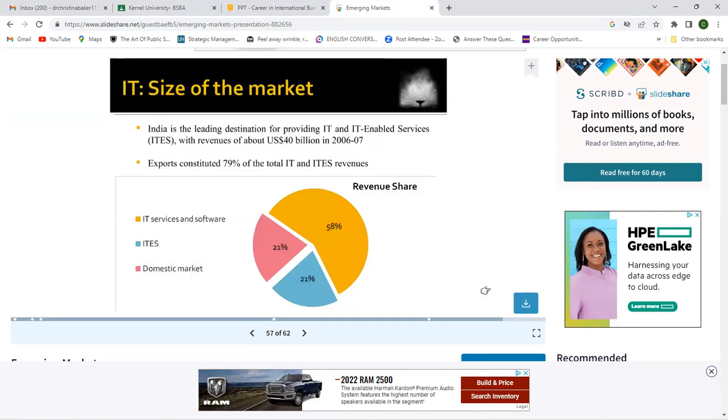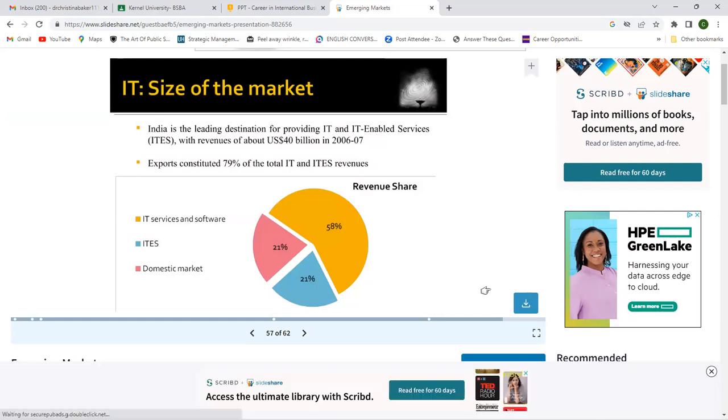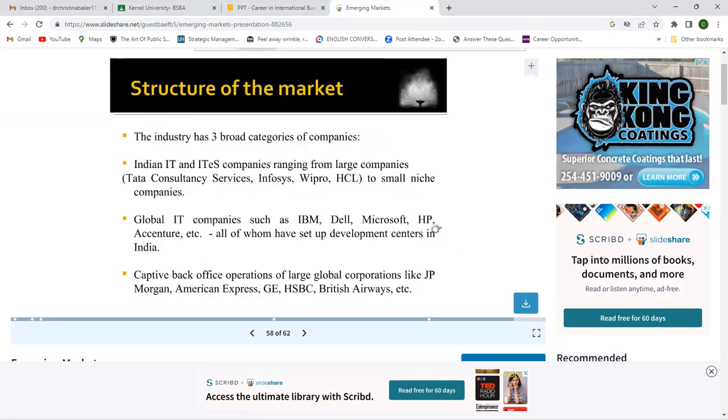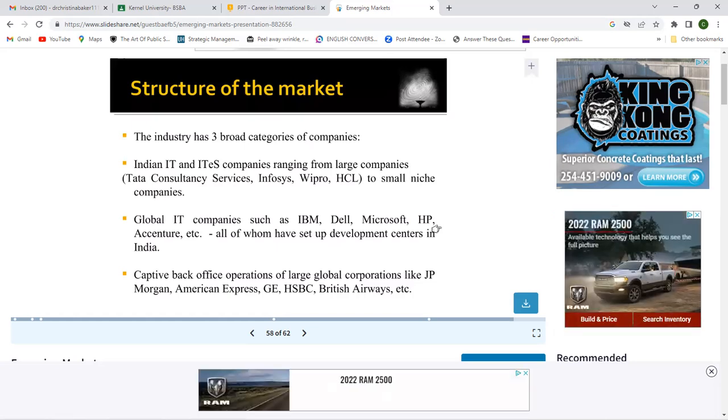Size of the market: India is the leading destination for providing IT and IT-enabled services. ITES revenues are about US 40 billion for 2006 to 7. Exports constituted 79% of the total IT and ITES revenues. We have IT services and software, ITES, and the domestic market. The industry has 3 broad categories of companies: Indian IT and ITES companies ranging from large companies, Tata Consultancy Services, Infosys, Wipro, HCL, to small niche companies.